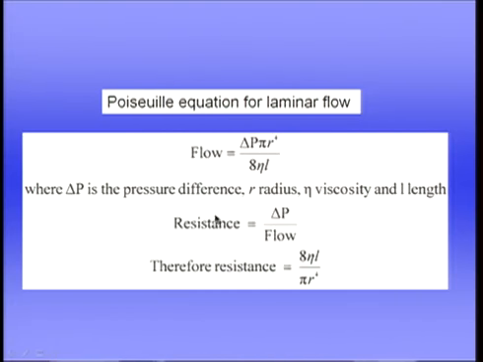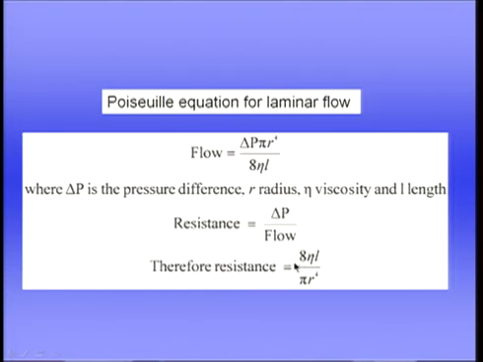Now, the resistance is given by delta P, the difference in pressure, divided by the flow. You recall that we talked about that when we were discussing the blood flow through the lung. And so from this we can derive the resistance as 8 times viscosity times length over pi r to the fourth. Now, that's interesting.